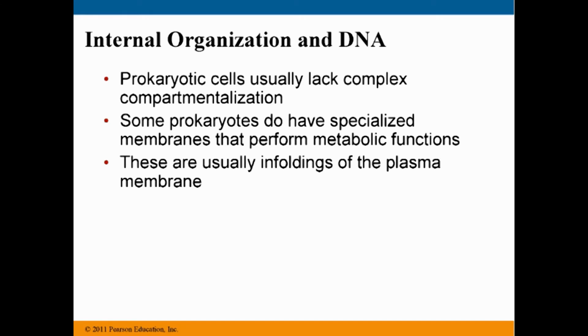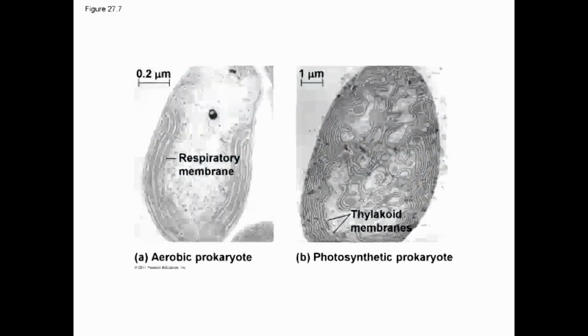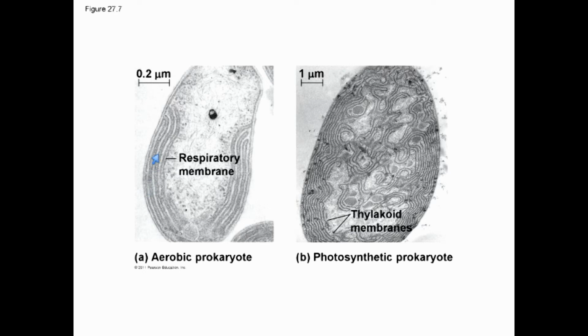So for internal organization in DNA, we know that prokaryotes do not have membrane-bound organelles. They can, however, have infoldings of the plasma membrane. This is showing an infolding of a respiratory membrane used for making ATP, and here is an infolding of a thylakoid membrane for a photosynthetic prokaryote that is going to undergo photosynthesis. Again, these are not true organelles, but rather they are infoldings of the plasma membrane itself.